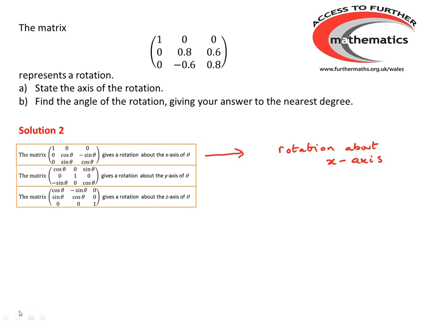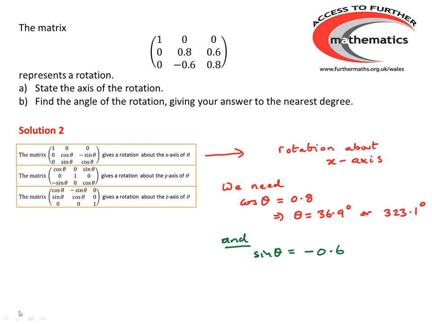and we can also see that cos theta has got to be equal to 0.8, which certainly tells me that theta is either 36.9 degrees or 323.1 degrees. But we also need that sine theta has got to equal minus 0.6. And sine theta equals minus 0.6 gives me possibilities of 216.9 degrees or 323.1 degrees. So the angle of this rotation must be 323.1 degrees.